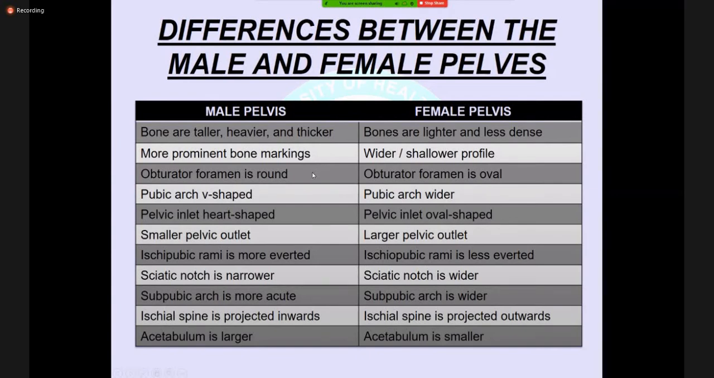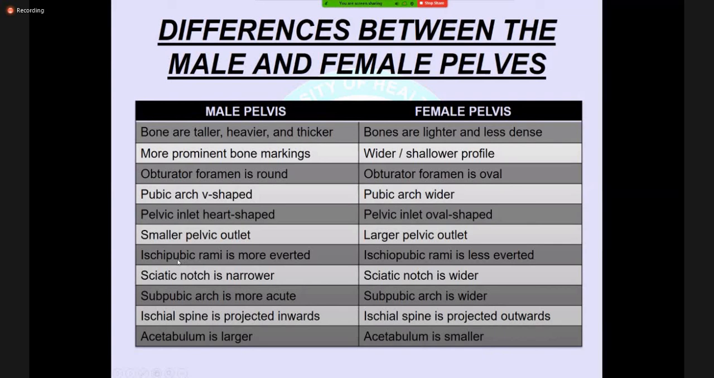Obturator foramen would be rounded in the male pelvis, would be oval in the female pelvis. The pubic arch would be much narrower in the male and would be much wider in the female pelvis. The male pelvic inlet would be oval shaped. The pelvic outlet would be smaller in the male compared to the female, where it would be larger.